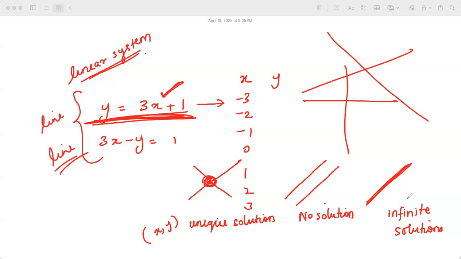So, if you're given two line equations, you can end up with a unique solution, or no solution, or infinitely many solutions. Infinitely many solutions means they're going to overlap. No solution means they're going to be parallel. Unique solution means they're going to intersect. Okay, let's see.